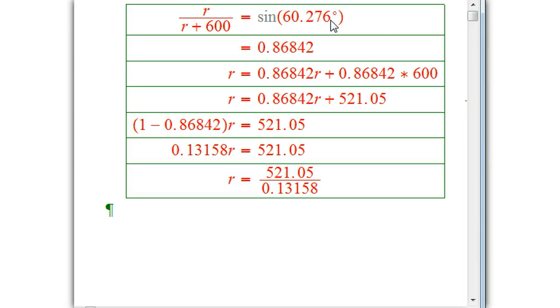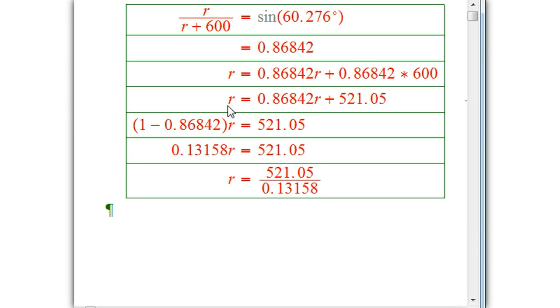That's the equation I just wrote down. Here's the numerical value for sine of 60 plus a little bit. It's a little bit bigger than root 3 over 2. And I just cross-multiplied, I just multiplied out the fraction. R equals this times R plus this times 600. That's the numerical value for that.